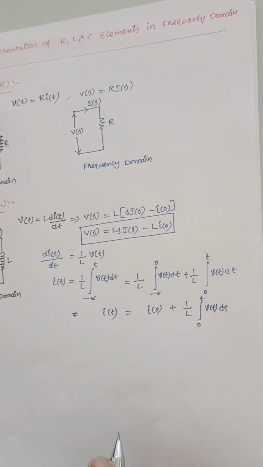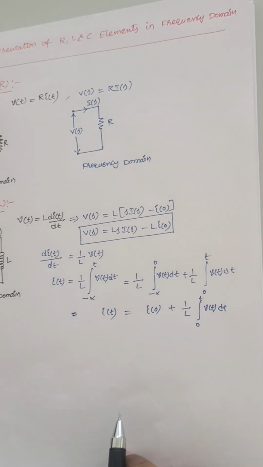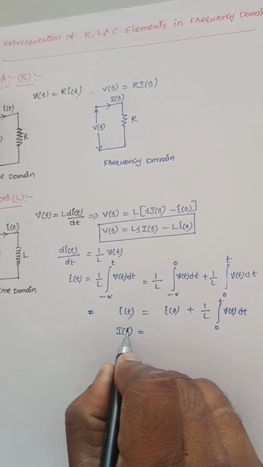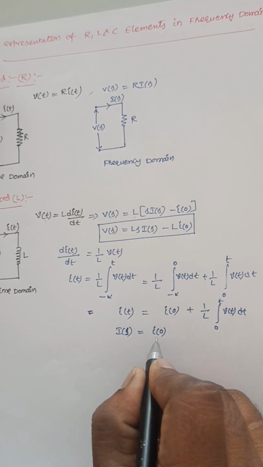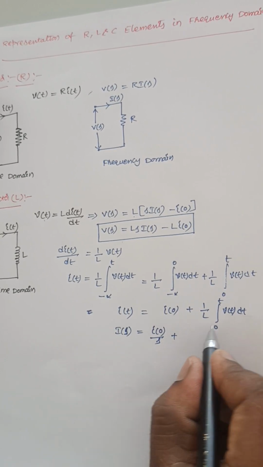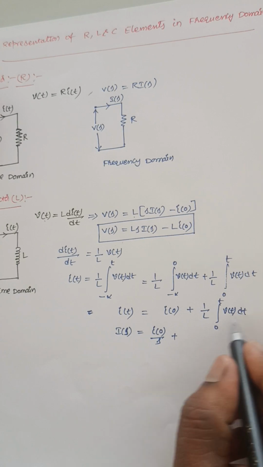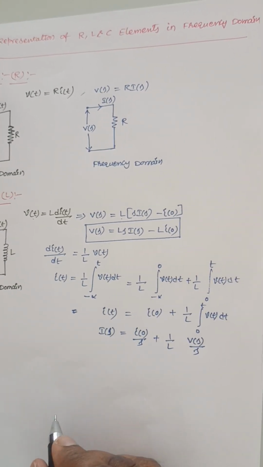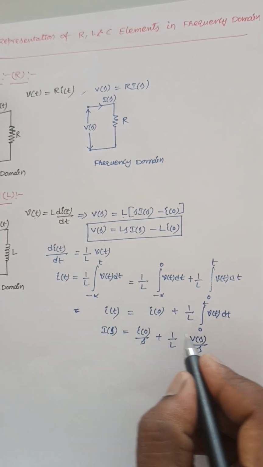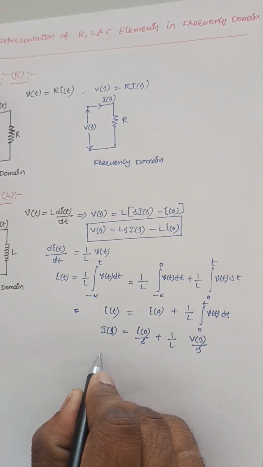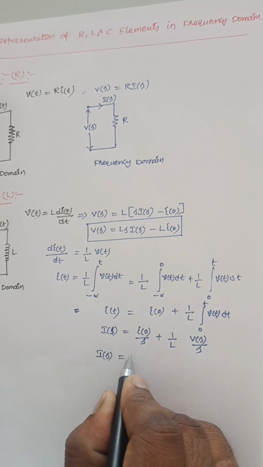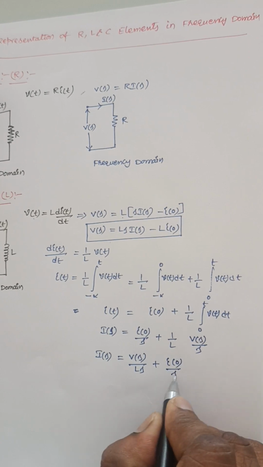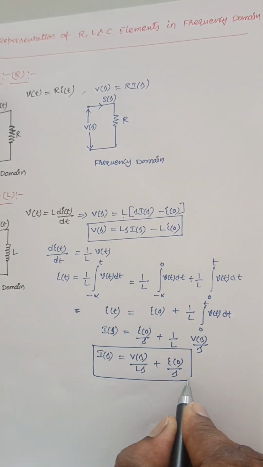If I apply the Laplace transform for this I of t, then I of s is equal to a constant, it is I of 0 by s plus, if I apply the Laplace transform for this integration, it will become V of s divided by s. So this is the another expression, that is I of s is equal to V of s divided by Ls plus I of 0 by s. This is the another expression.